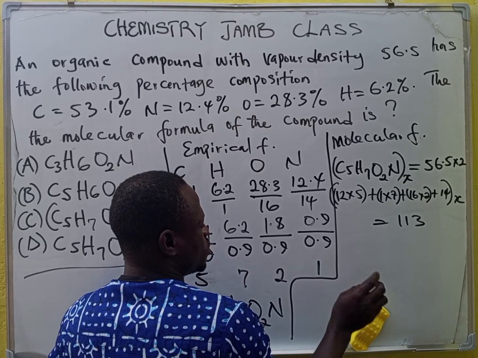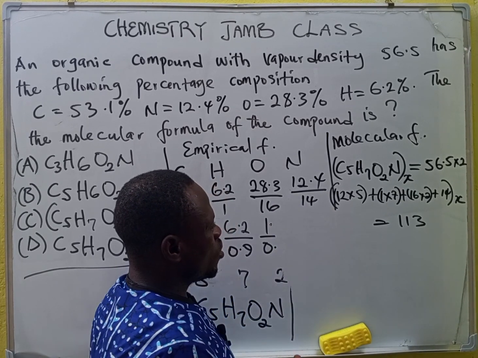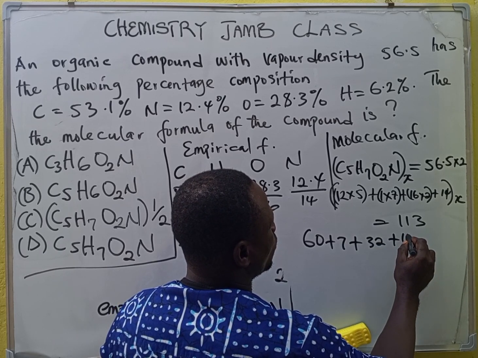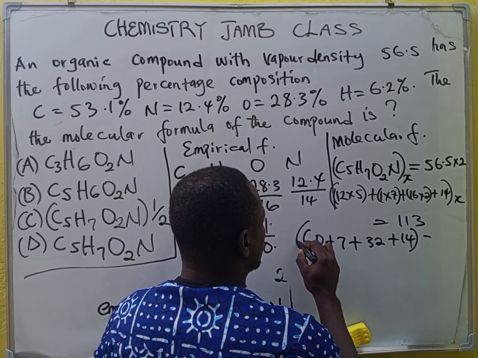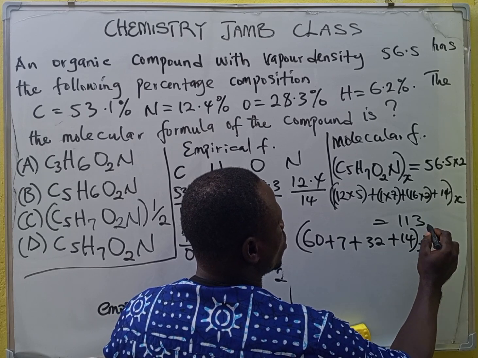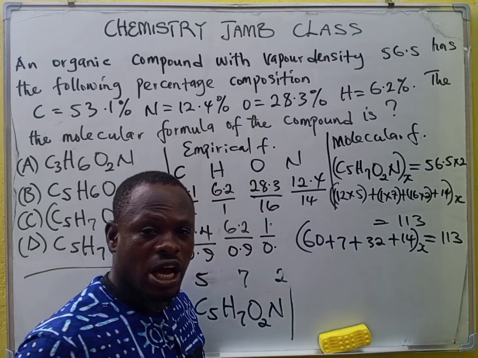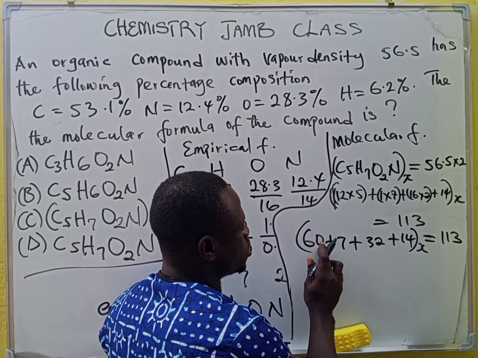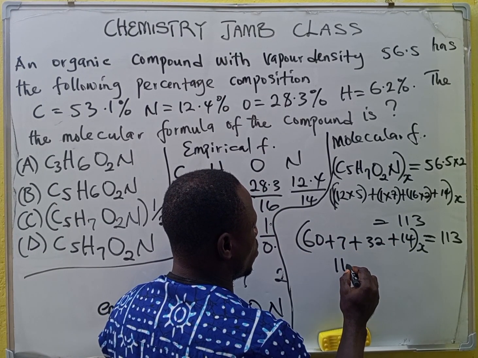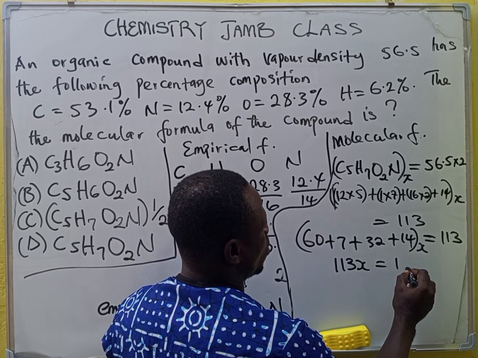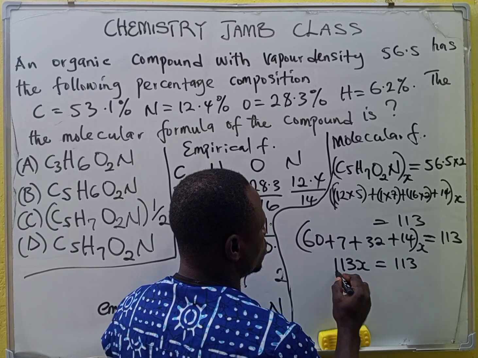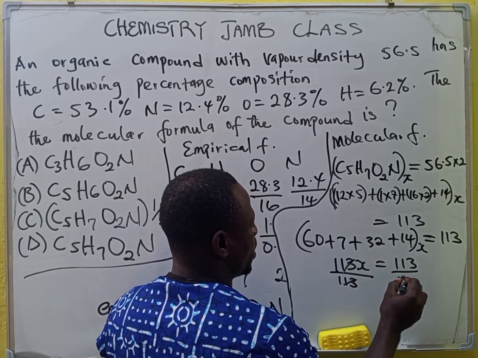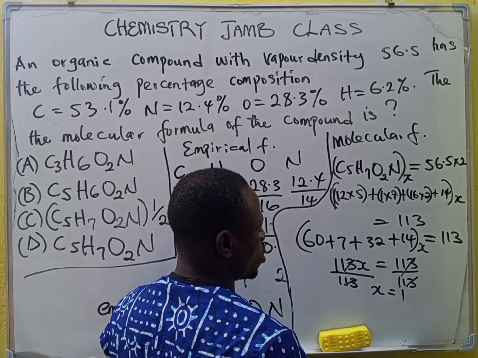Since I finished one, let me wipe this one so that you see it clearly. Now 12 times 5 is 60, plus 7, plus 32, plus 14. Close your bracket, x is equal to 113. Are you following? That is the method used in calculating. If we add these up, we get 113x equals 113. So divide both sides by 113. Our value of x will be equal to 1.